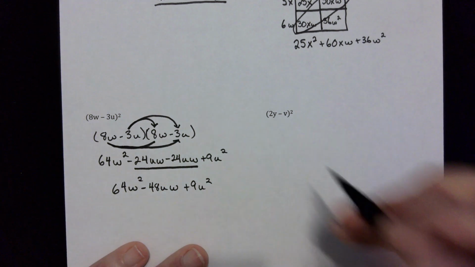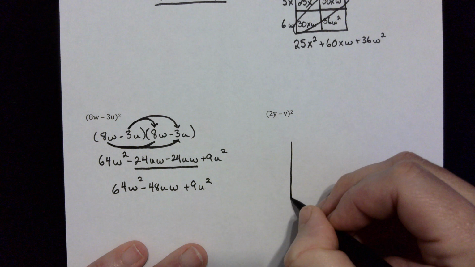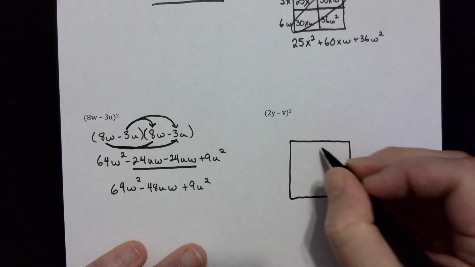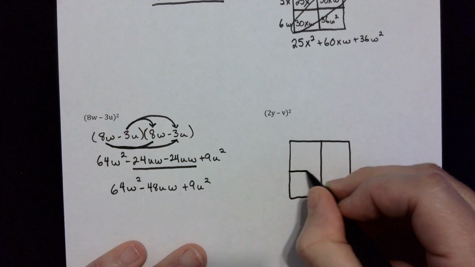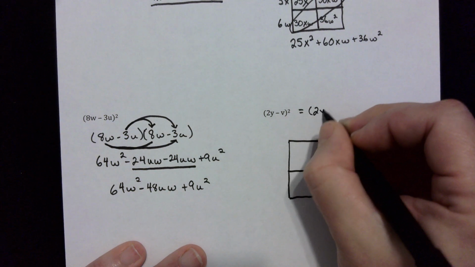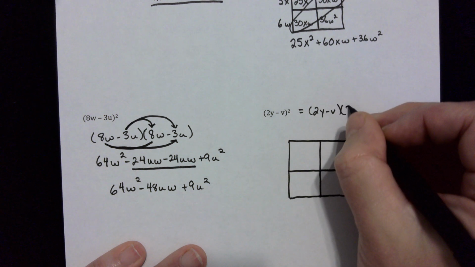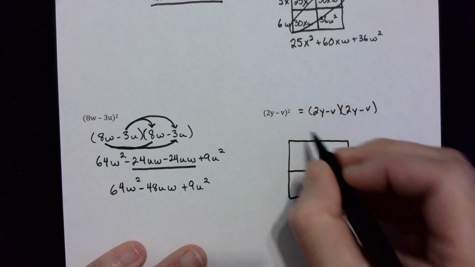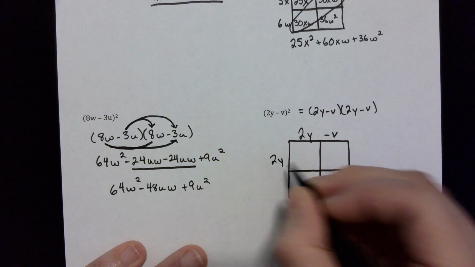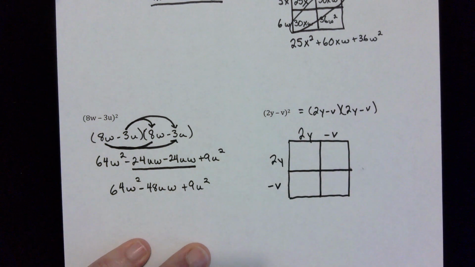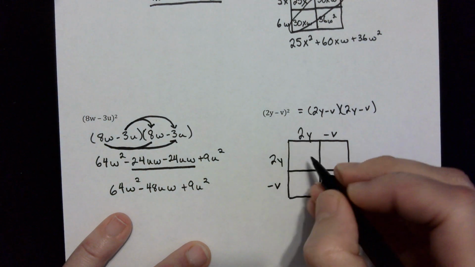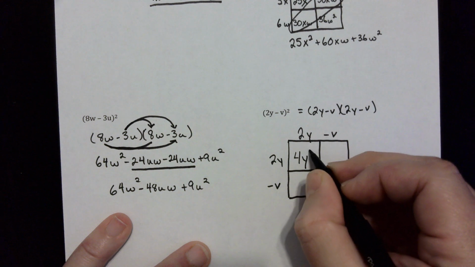On this last one, I'm going to use the box again, get a little practice with that. Recall that it's multiplied by itself when it's getting squared. So 2y minus v times another 2y minus v. I'll put a 2y and a minus v on both sides. This time I am including the sign because I have a negative. Let's fill up the first box. The 2y times 2y is 4y squared.